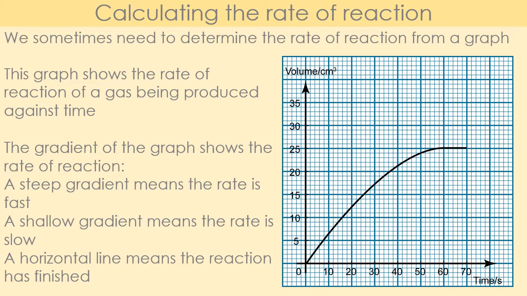If I have a steep gradient, so we'll draw one on here, it means my reaction is happening faster. Notice that I still stop at the same volume of gas being produced because the reaction has still stopped. I cannot make any more gas than this, I've just made it quicker. If I have a slower rate of reaction, it's going to go at a shallower gradient, but still get to the 25 centimeters cubed of gas, because we can make no more, but this shows we've got a slower rate of reaction.